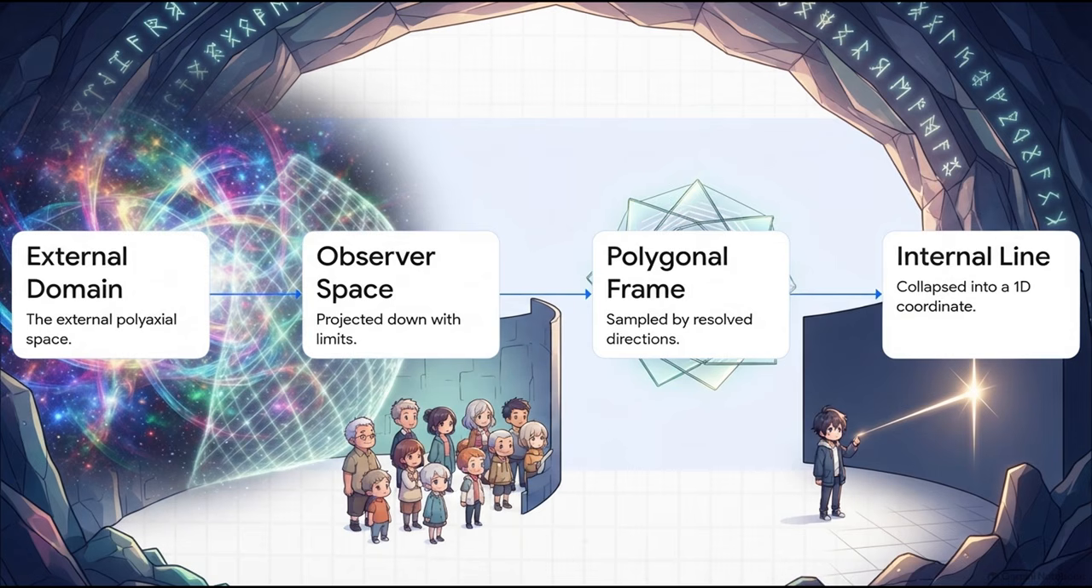Step 1, you have the massive external polyaxial domain. In step 2, that gets projected down to an observer space, which is constrained by whatever sensory or simulation limits happen to exist. Step 3, it's sampled by a polygonal frame, basically a finite set of resolved directions. And finally, in step 4, all of that breathtaking complexity is shaved down into a single coordinate, the internal line, a one-dimensional shadow on the cave wall.